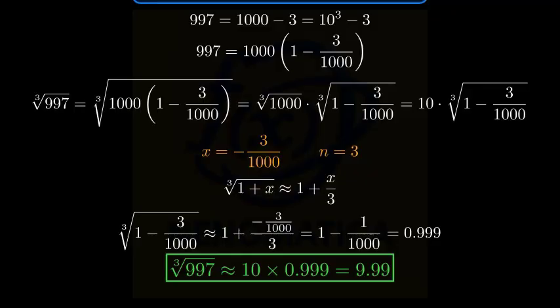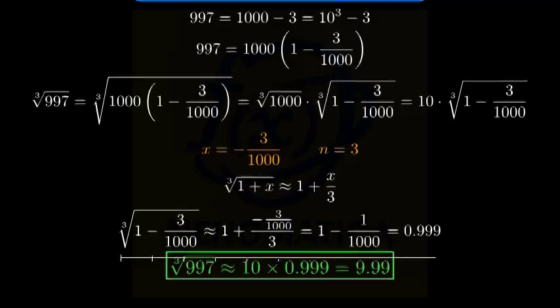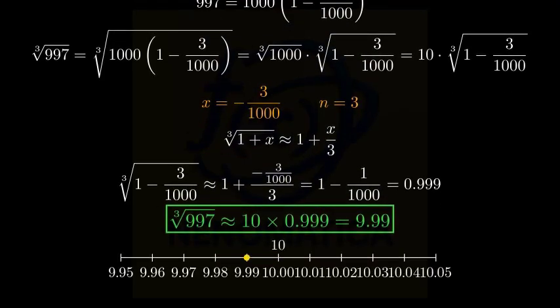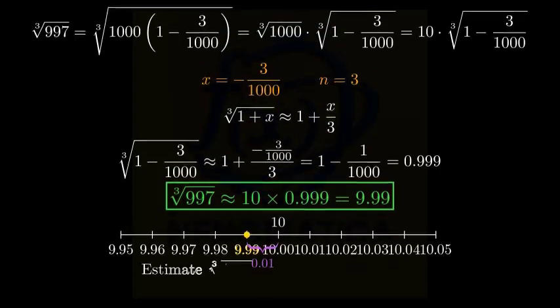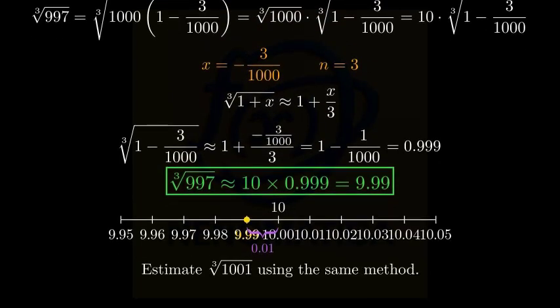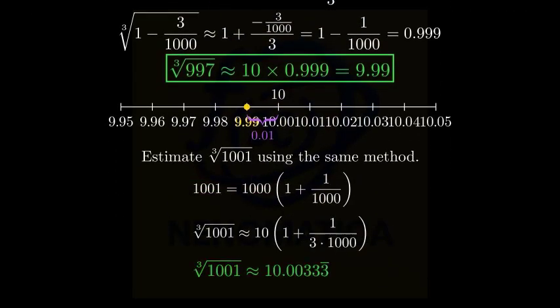For intuition, here is a zoomed number line around 10. Because 997 is just 3 less than 1000, its cube root should be just a little less than 10. The value 9.99 is 1/100th below 10, which matches our expectation. Quick challenge. Pause and estimate the cube root of 1001 using the same idea. Think, 1000 times the quantity 1 plus 1 over 1000. Using the rule, the cube root is approximately 10 times 1 plus 1 over 3000, which equals about 10.0033.